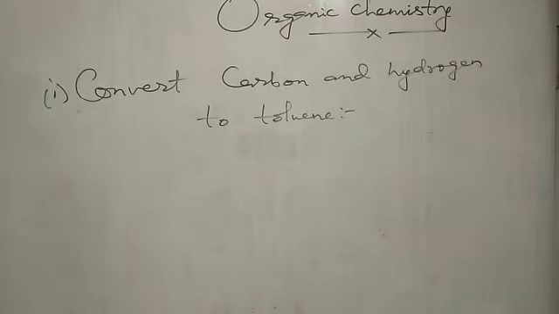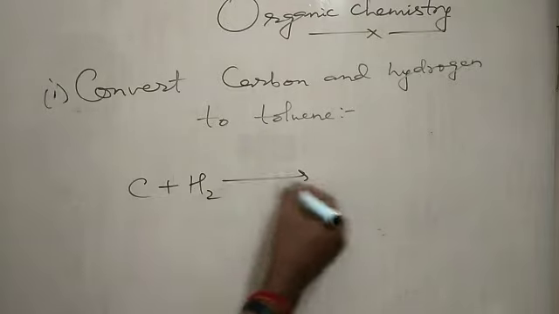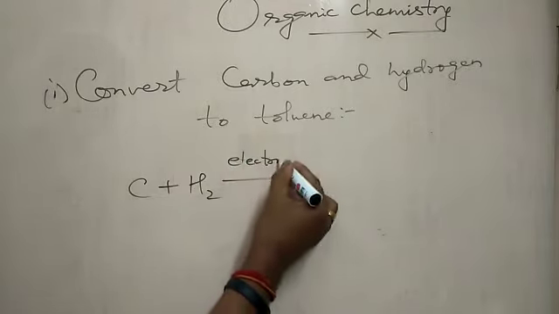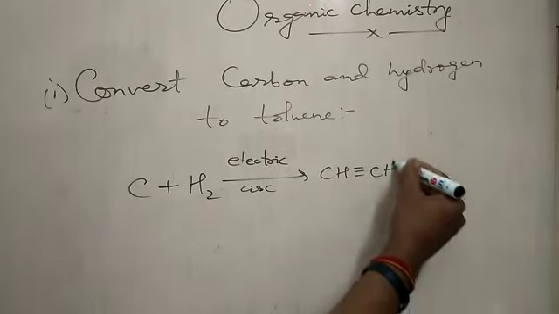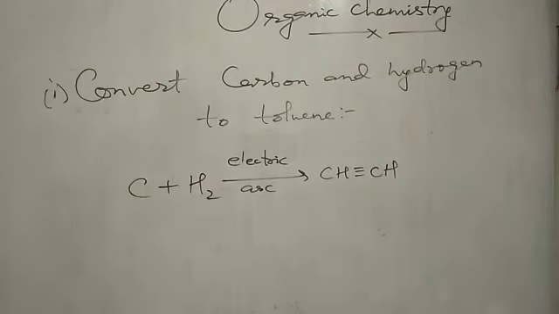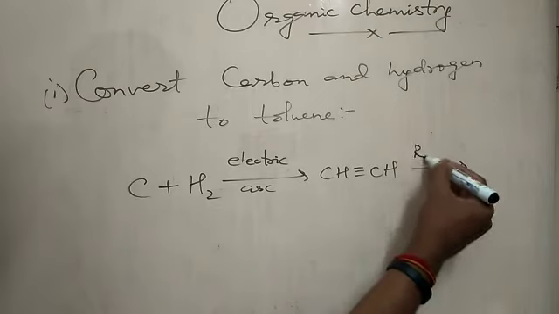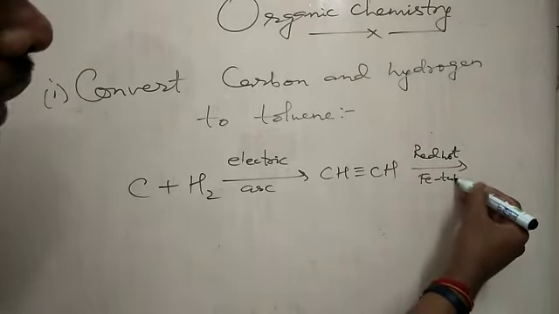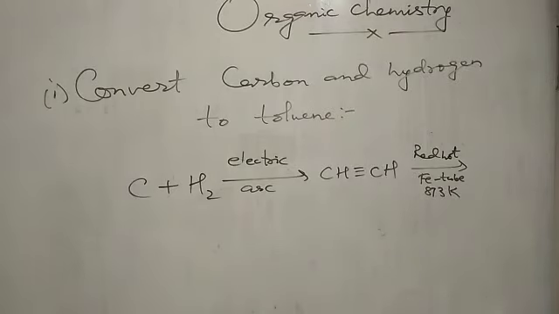So if we take carbon and hydrogen and pass through electric arc, then it forms acetylene. Acetylene, when it is passed through a red hot iron tube at 873 Kelvin, it trimerizes to form benzene.